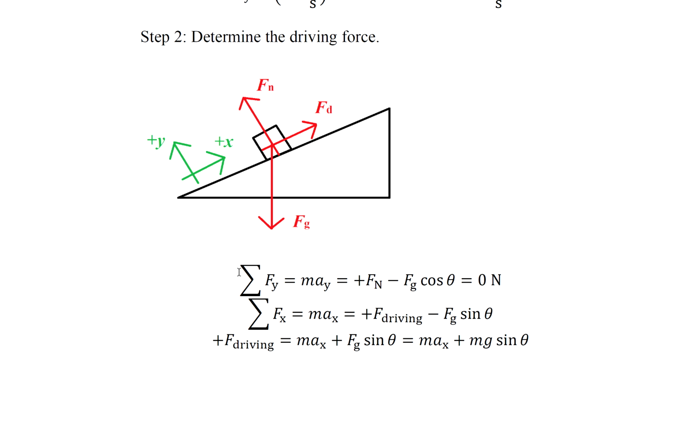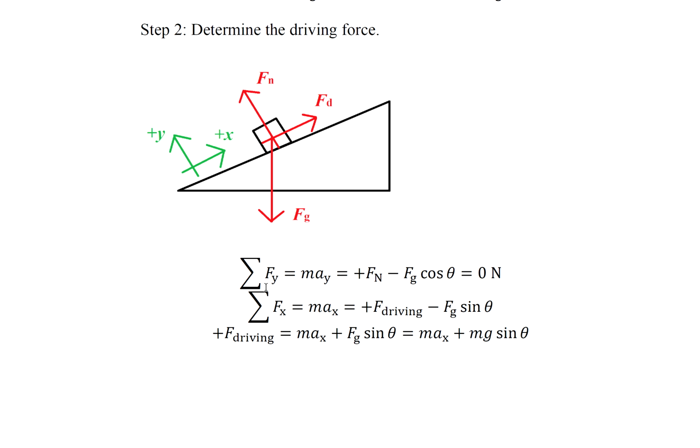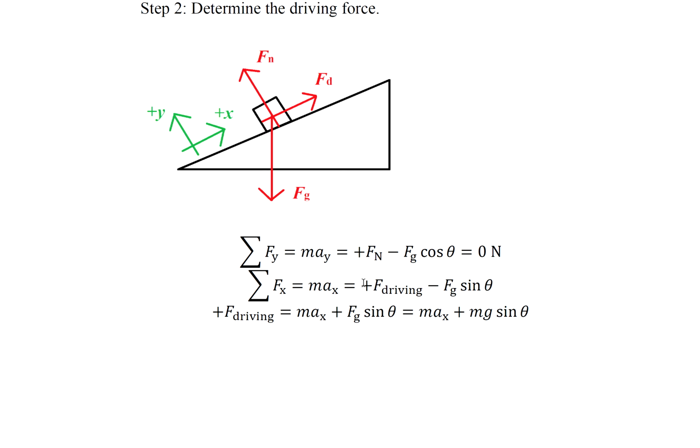So sigma F sub y equals m a sub y equals F normal minus F g cosine theta, which is 0 newtons because the car is not jumping up and down. Sigma F sub x equals m a sub x equals F driving minus force of gravity sine theta. So let's solve for force driving, which is here.